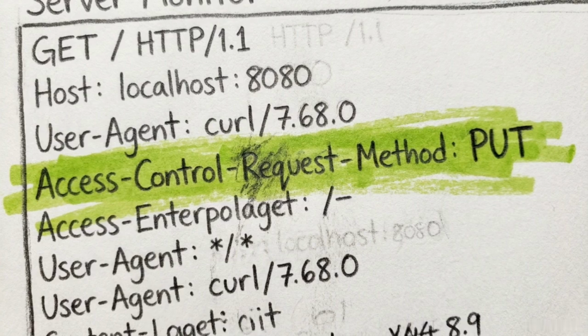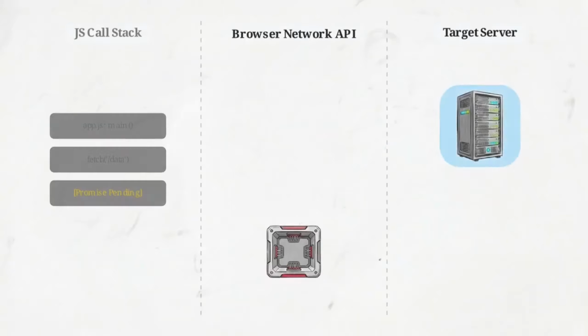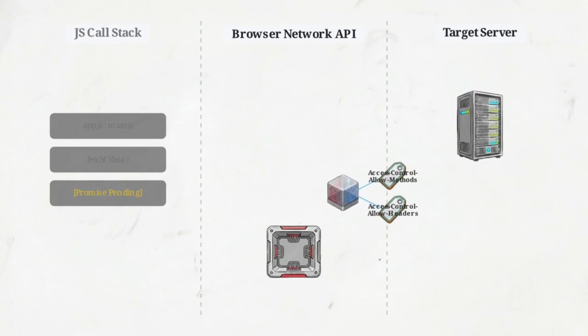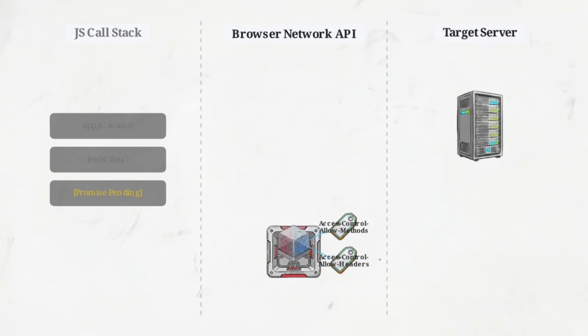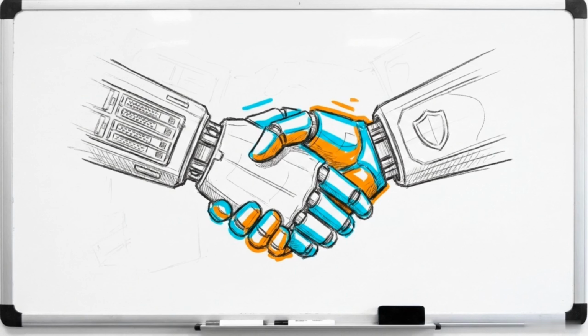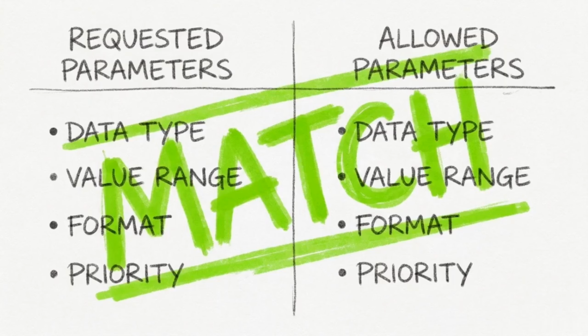The target server now has an architectural responsibility. It must evaluate those incoming parameters and reply with explicit opt-in headers. A properly configured server evaluates the probe and replies with Access-Control-Allow-Methods and Access-Control-Allow-Headers. The server transmits this permission slip back across the network, handing it to the browser engine for evaluation. This pre-flight handshake acts as a mandatory zero-trust negotiation layer between your client scripts and the foreign server they want to talk to. The browser reads the server's return headers.